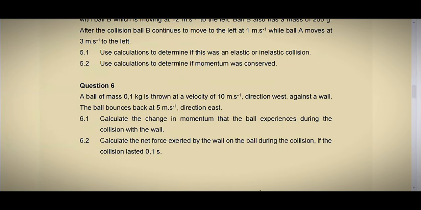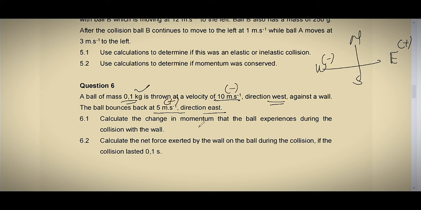Now, question 6 says a ball of mass 0.1 kg is thrown at a velocity of 10 meters per second. So this is in the correct SI unit, kg, and then thrown at a velocity of 10 meters per second, direction west. So if our direction is west, west is on the left-hand side, so we can just assign it a negative, and then here we have east, so on the right-hand side, it's a positive. Right. Then against the wall, the ball bounces back at 5 meters per second, direction east. So we can say this one is positive and this one here would be negative.